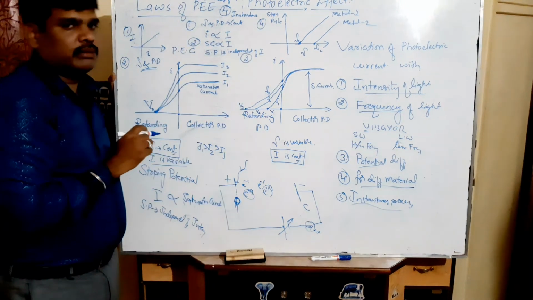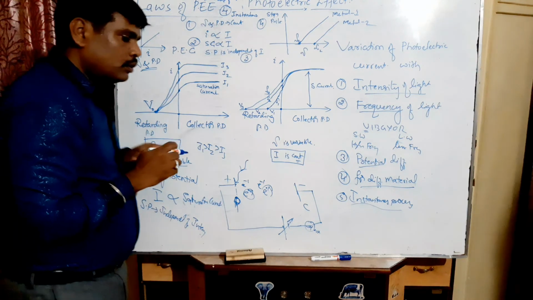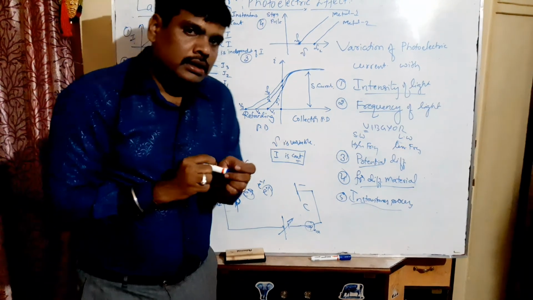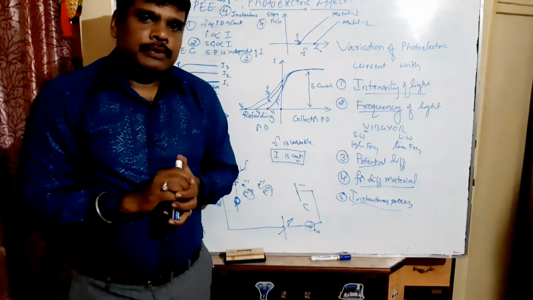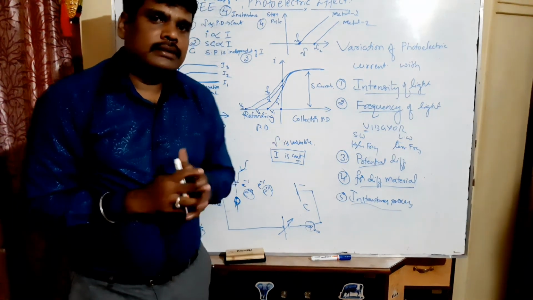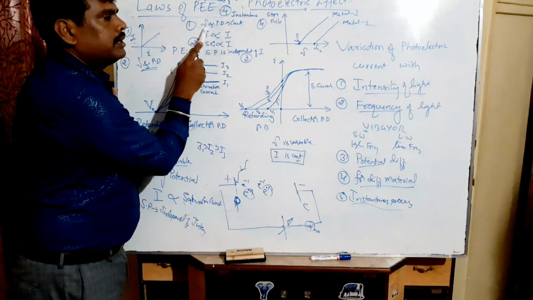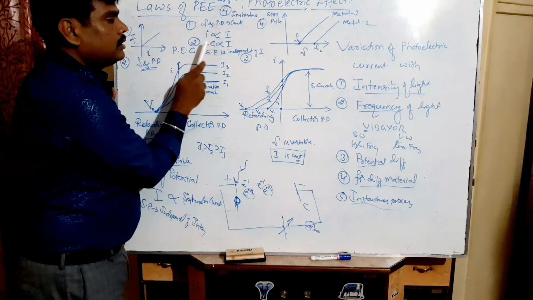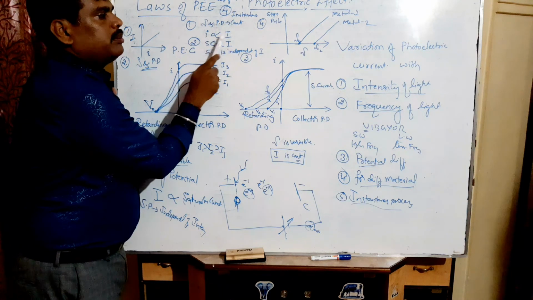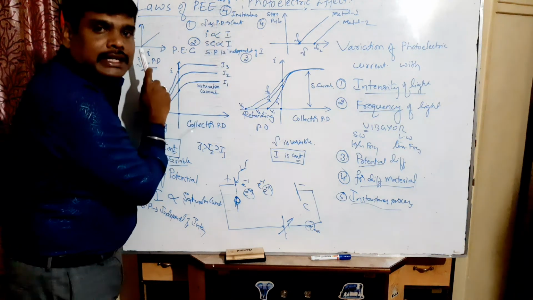It means very quick process. So these are all the 4 laws of photoelectric effect. I will state once again. The first law of photoelectric effect is: for the given photosensitive material at constant frequency and constant potential difference, photoelectric current is directly proportional to intensity of light.